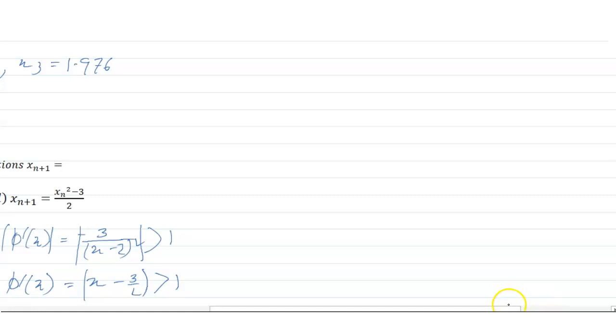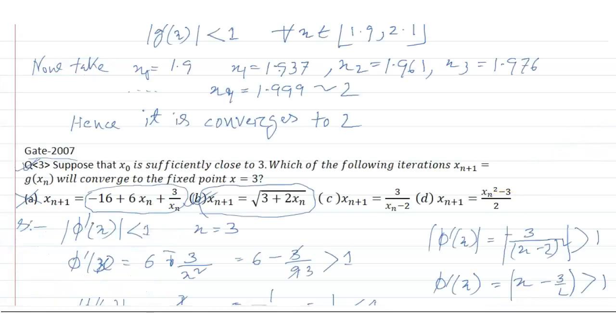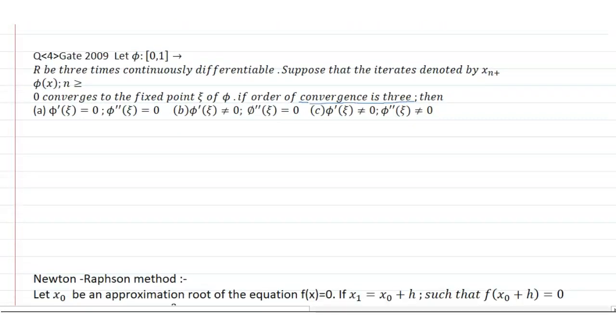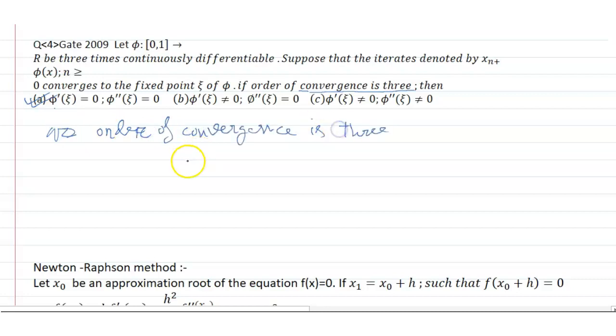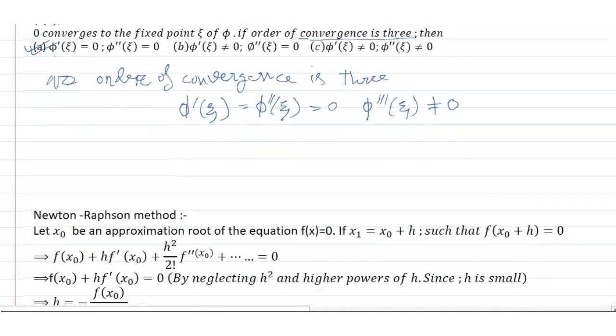This is a theory and conceptual problem, but one problem is 2 marks. So this answer is correct, as the order of convergence is 3. This means phi dash j equals phi double dash j equals 0, but phi triple dash j does not equal 0. So friends, I hope it is clear for everyone.